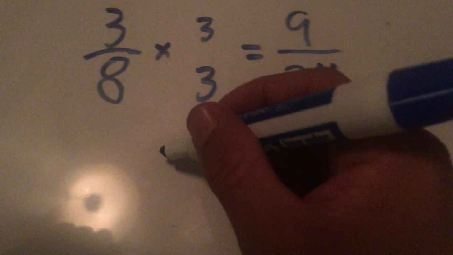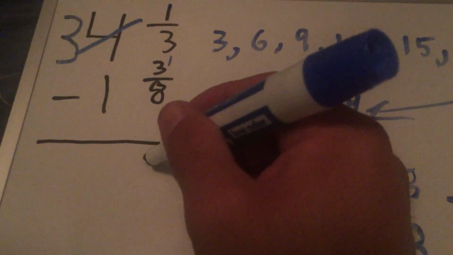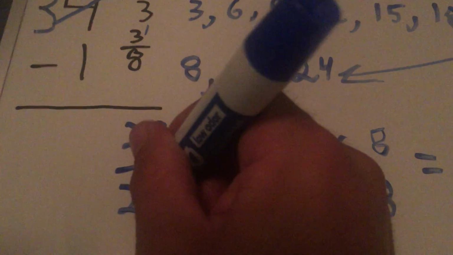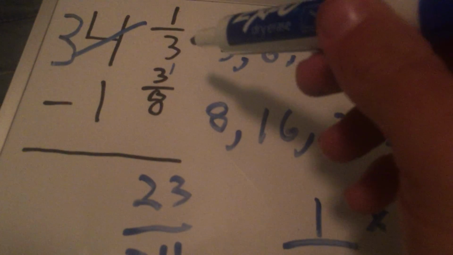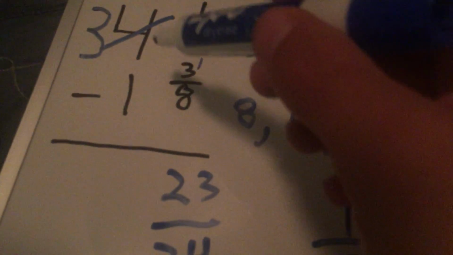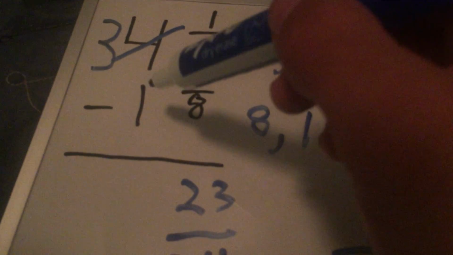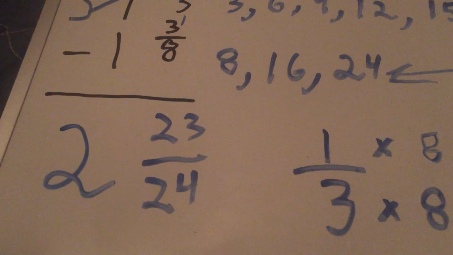Okay, let's go ahead and write this down. Actually, we'll go back to our original problem here. Let's write it down here: 23 over 24. Okay, so that's what 1/3 minus 3/8, borrowing, gives us. So now the easy part, we're going to subtract these whole numbers. 3 minus 1 is 2. Okay?